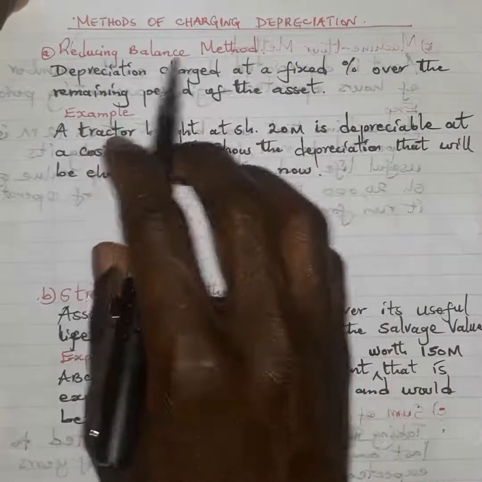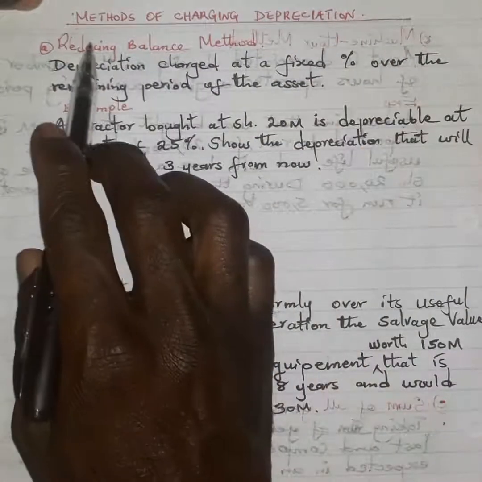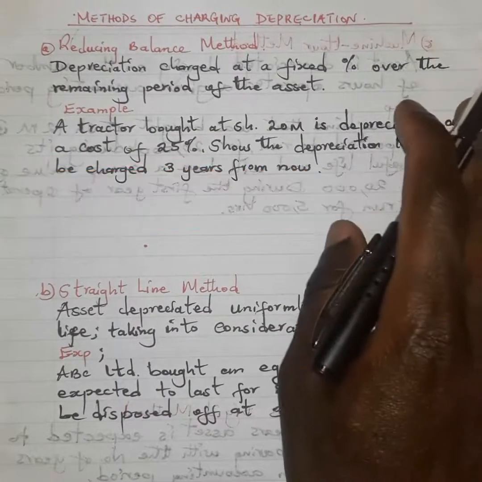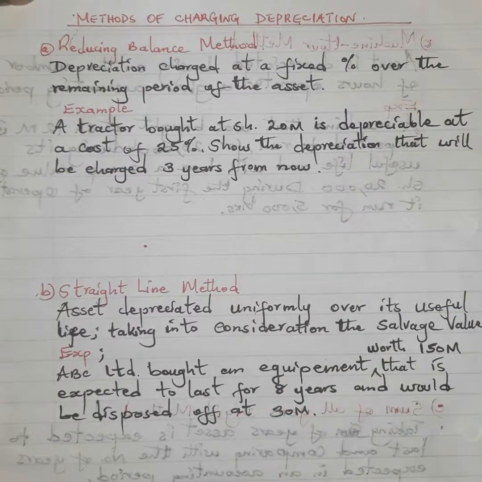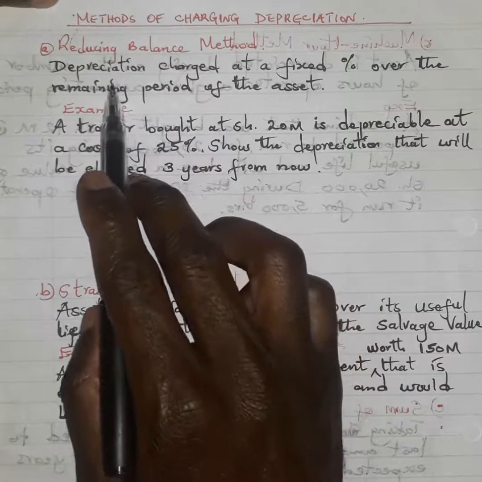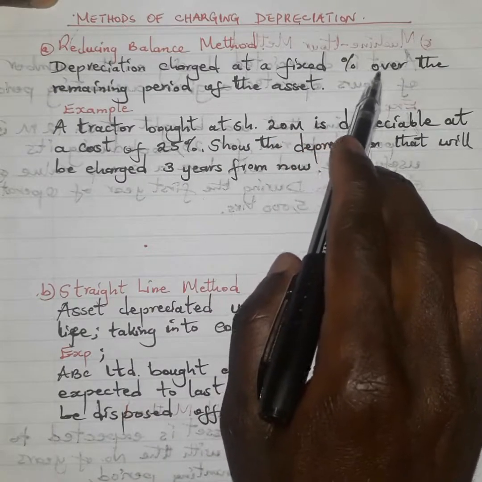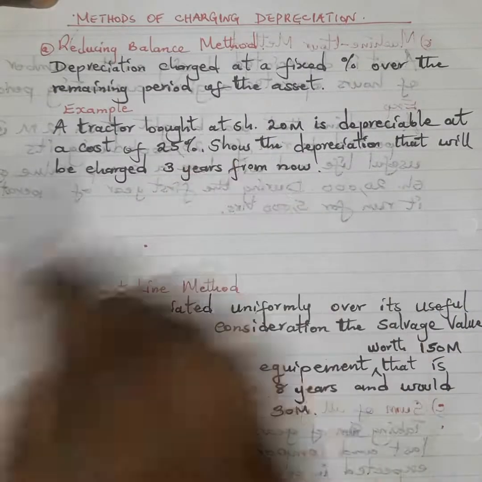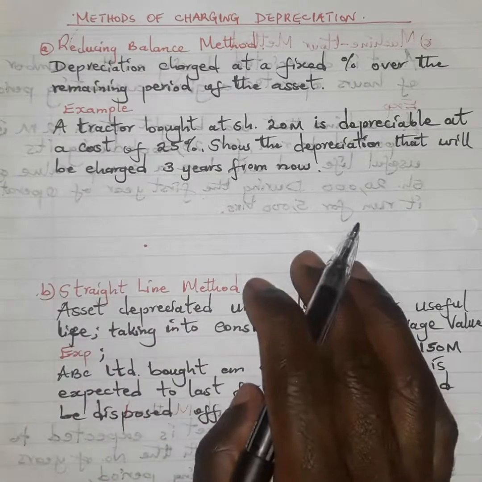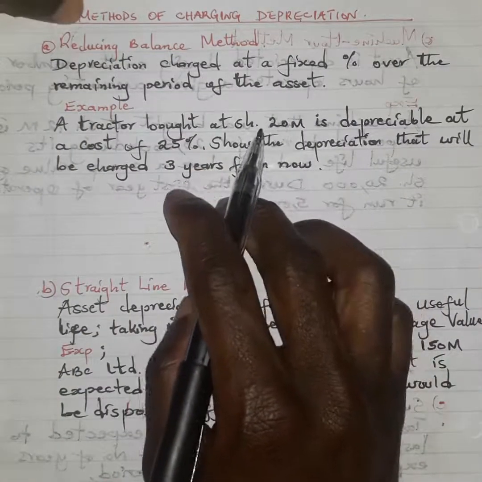So here we have several methods that I'm going to show you. And the first one, we're talking about reducing balance method. I'm going to start with the two major methods of depreciation. Now, if you talk about reducing balance method, in this particular case, depreciation is charged at a fixed percentage over the remaining period of the asset. And we are going to see an example to actually help us understand what we mean by that.